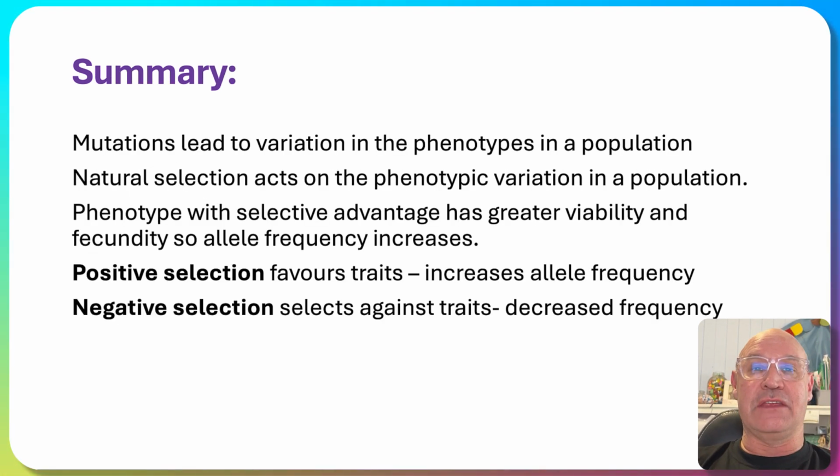So here was the syllabus objectives again and a summary. Basically, mutations lead to variation in the phenotype of a population. Natural selection acts on the phenotype variation in a population. The phenotype with a selective advantage has a greater viability and fecundity, so their allele frequency increases. There's positive selection for those traits, whereas the ones that don't confer an advantage, we see a reduction in the allele frequency. And very importantly, it's not random.